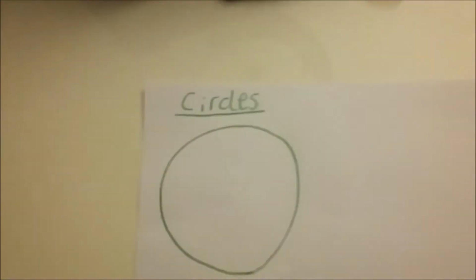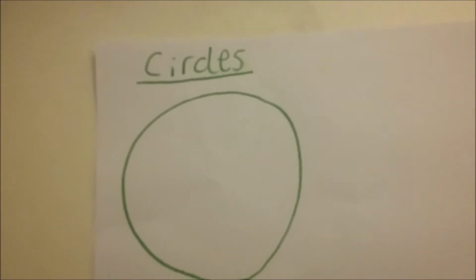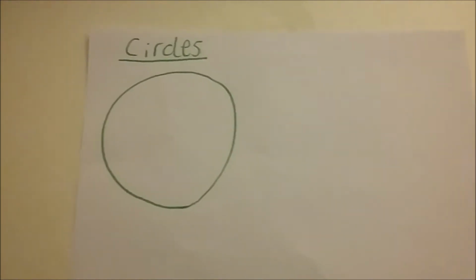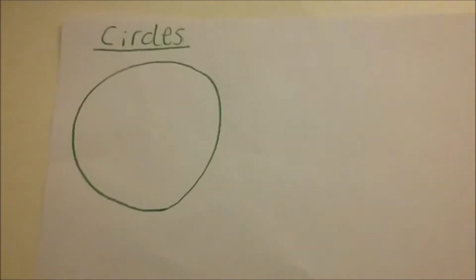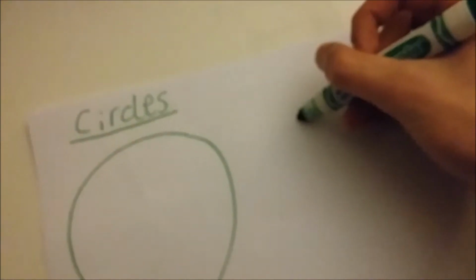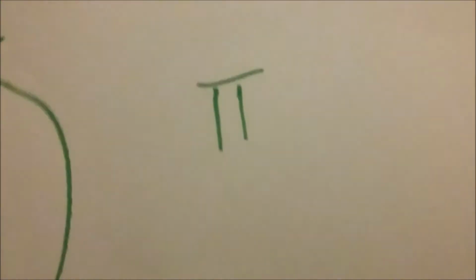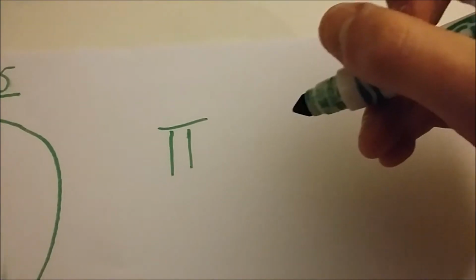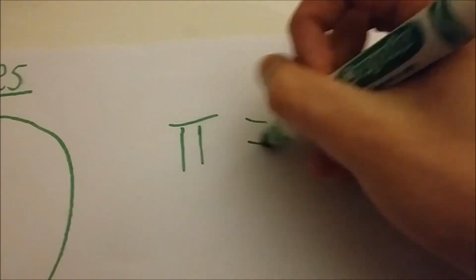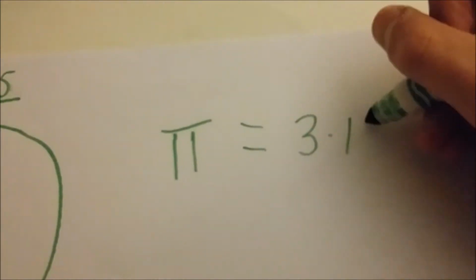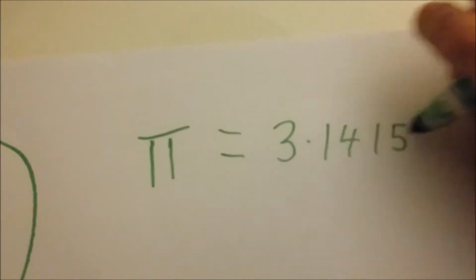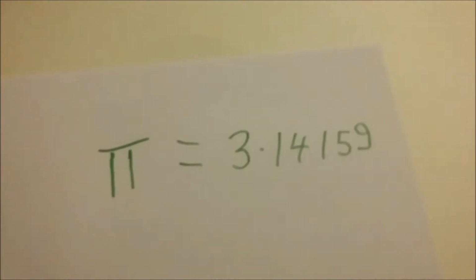This is our first bag, and let's see what's inside this bag. So in this bag we have circles. Circles are one of my favourite shapes, and that is because they use the number pi, which is represented by a symbol that looks a little bit like this. Now pi is approximately equal to 3.14159, and it goes on forever.